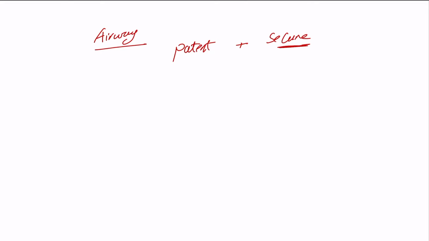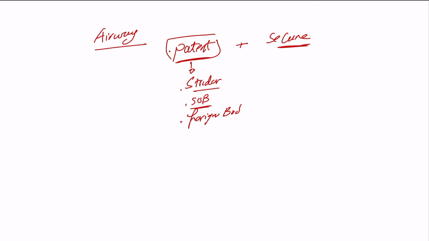Patent means the patient is able to talk comfortably and doesn't have any shortness of breath or any stridor, and obviously there is no foreign body inside. In terms of secure, that means the airway doesn't have any sort of compromise that might lead to that.